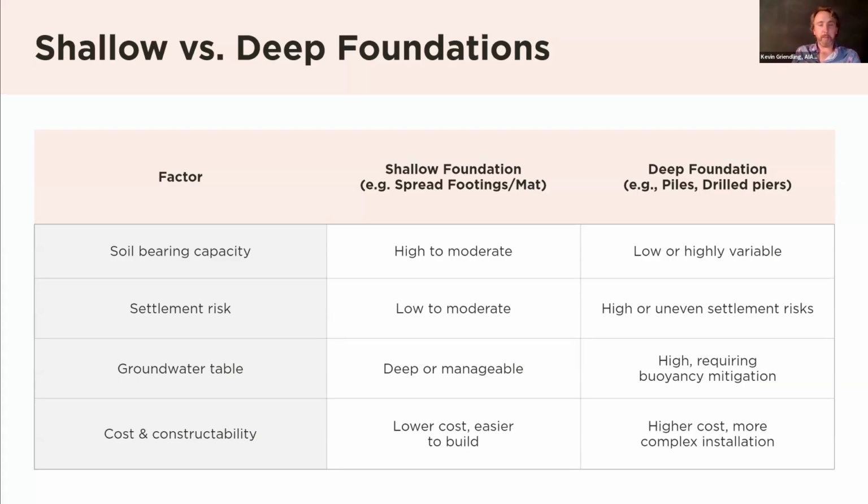Settlement risk. If the settlement is low, shallow foundation. If the settlement risk is high, you're going to want to go deep. For your groundwater table, if it is so deep it doesn't affect your building, you can go shallow. If your groundwater table is high, then you're going to want to go deep because you're going to need, again, more friction, buoyancy, stability. And then cost and constructability, of course, shallow foundations are going to be cheaper, deep foundations are going to be very expensive.